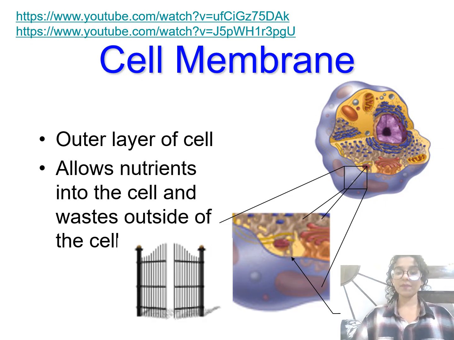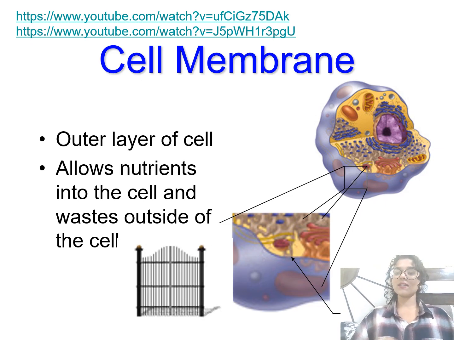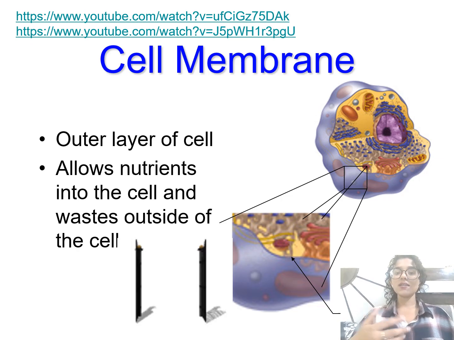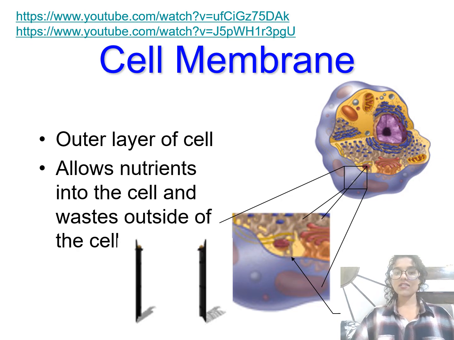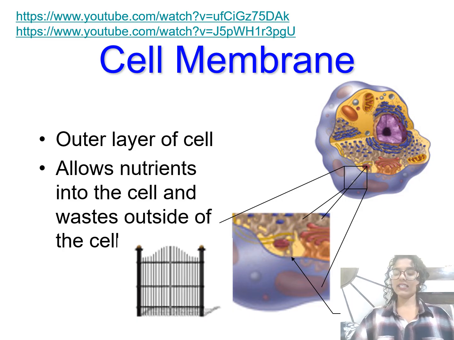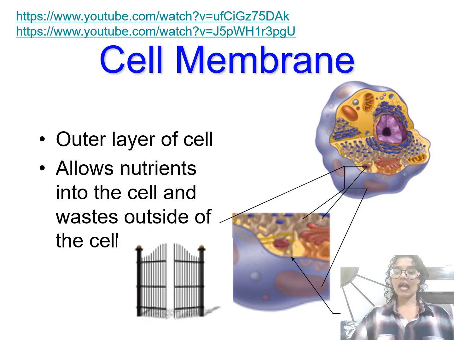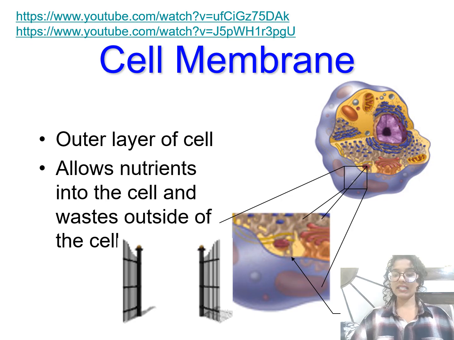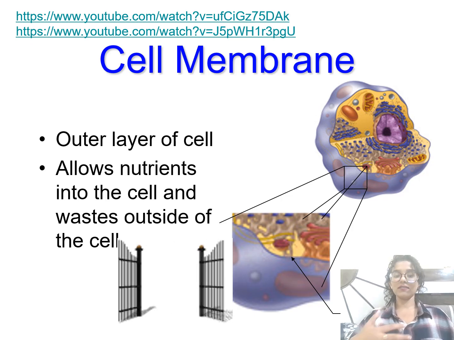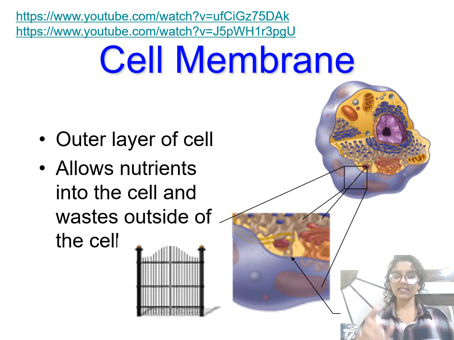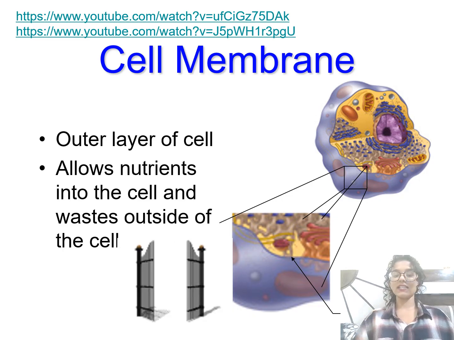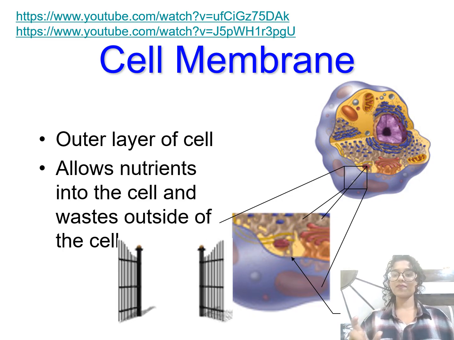Now, why is it semi-permeable? If everything could enter our cell, that can be fatal for our cell. Suppose our body is infected by a virus, and if the virus is able to easily thrive in a cell, then the cell may die. That's why the cell membrane is necessary to be selectively permeable in nature.